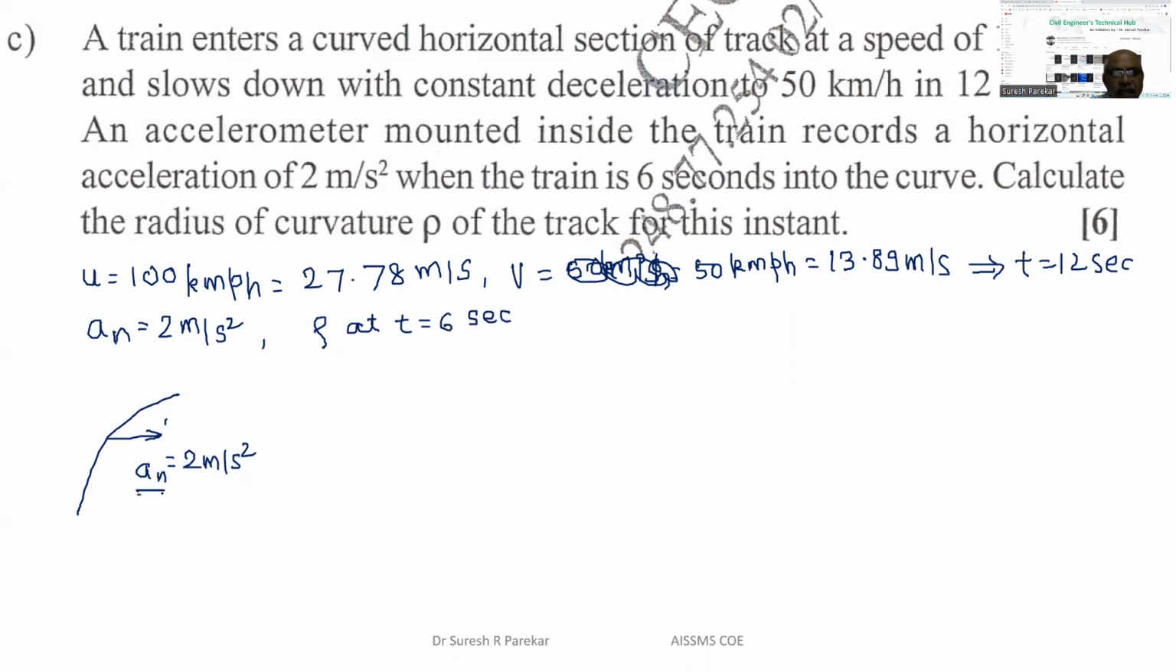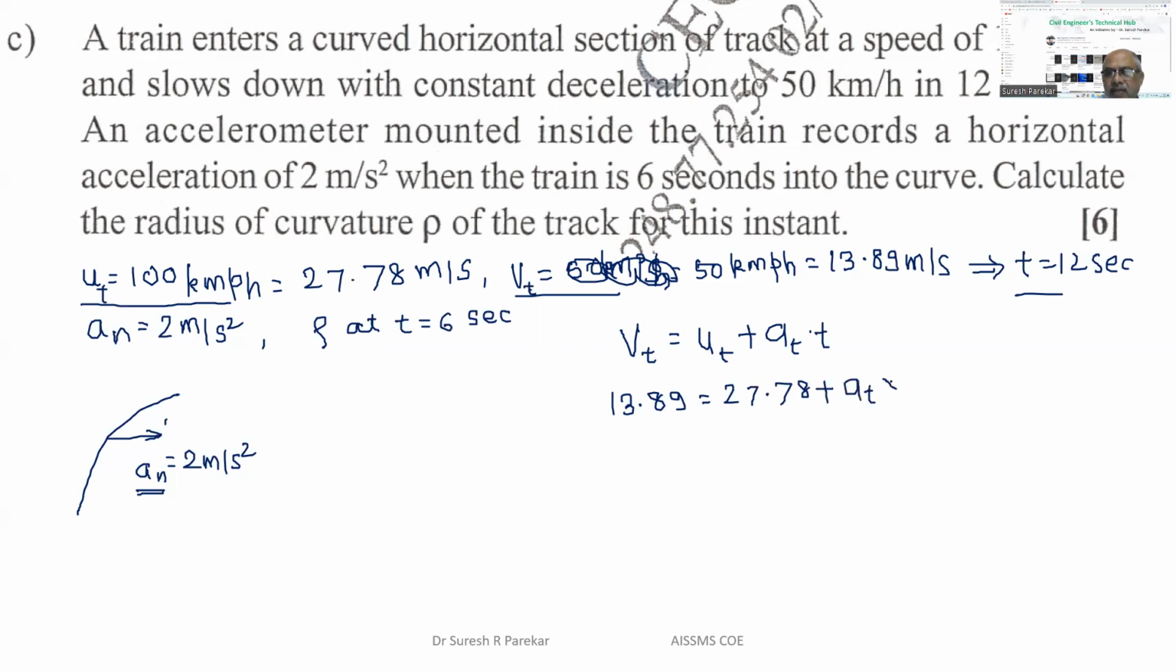We know the value of a_n. We know the value of v_t, which I will say is u_t, always tangential on the curve. Therefore, I will use whatever data we have: we know u, we know v, and we know t. So we will use v_t equal to u_t plus a_t into t. v is equal to u plus at. And this is 13.89 equal to 27.78 plus a_t into 12.